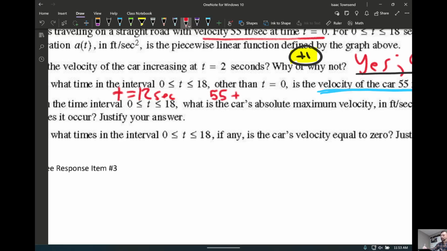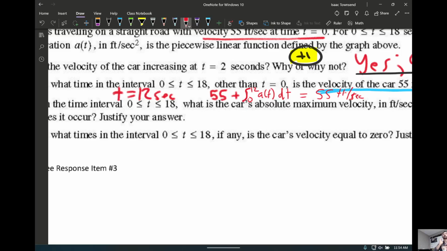And then you don't want to have to write this out in words. So we can say the area under the curve, an integral from 0 to 12 of this function a of t, and you need a dt because the variable is t, equals 55 feet per second.